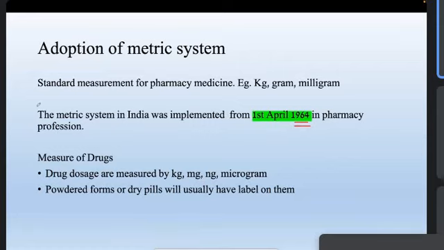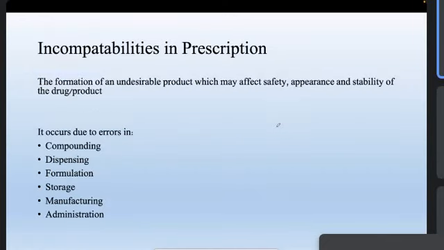Again, this was another question. When was metric system implemented in India? So it is in the year 1964. Okay, yeah. So let us just move to the next one.